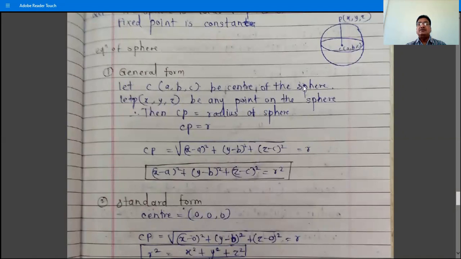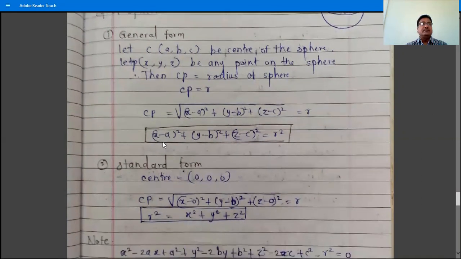So CP is the radius of the sphere, and CP by using the distance formula is root of (x minus a) squared plus (y minus b) squared plus (z minus c) squared, and squaring both sides we have this.